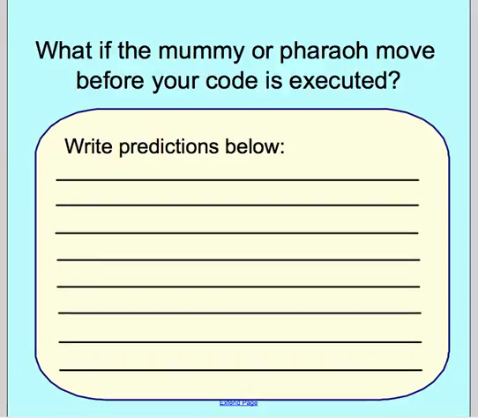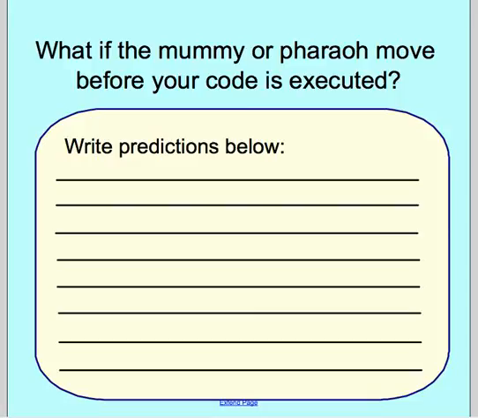And then I pose another question. What if the mummy or pharaoh move before your code is executed? So through trial and error, they'll figure out the exact distance that the mummy needs to move. But what if the program was interactive and one of the characters moved, or the user moved one of the characters? Now all of a sudden the program is going to be broken.